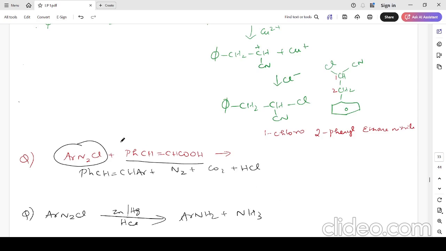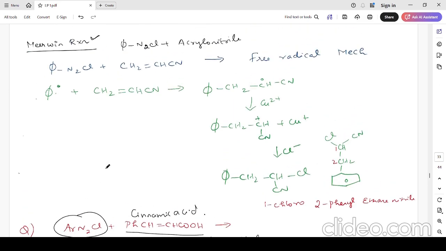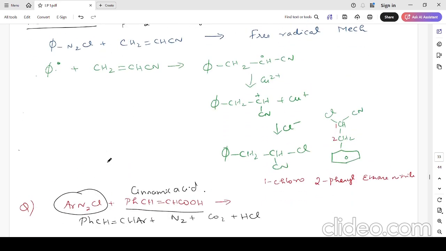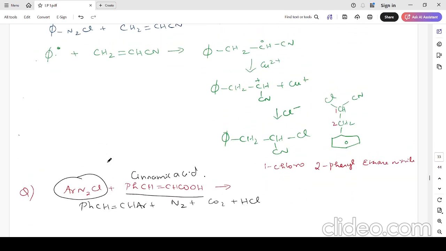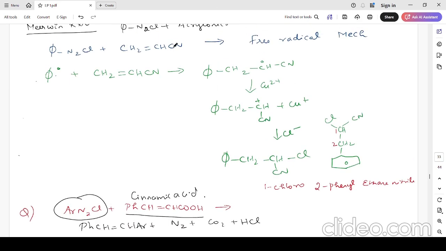The acid is cinnamic acid here. That's right. Same kind of reaction as we saw with the Meerwein reaction. The only thing is that here cyanide is there, which cannot leave the place. But carboxylic acid, definitely carbon dioxide would love to leave the place. So we go for a very similar reaction.